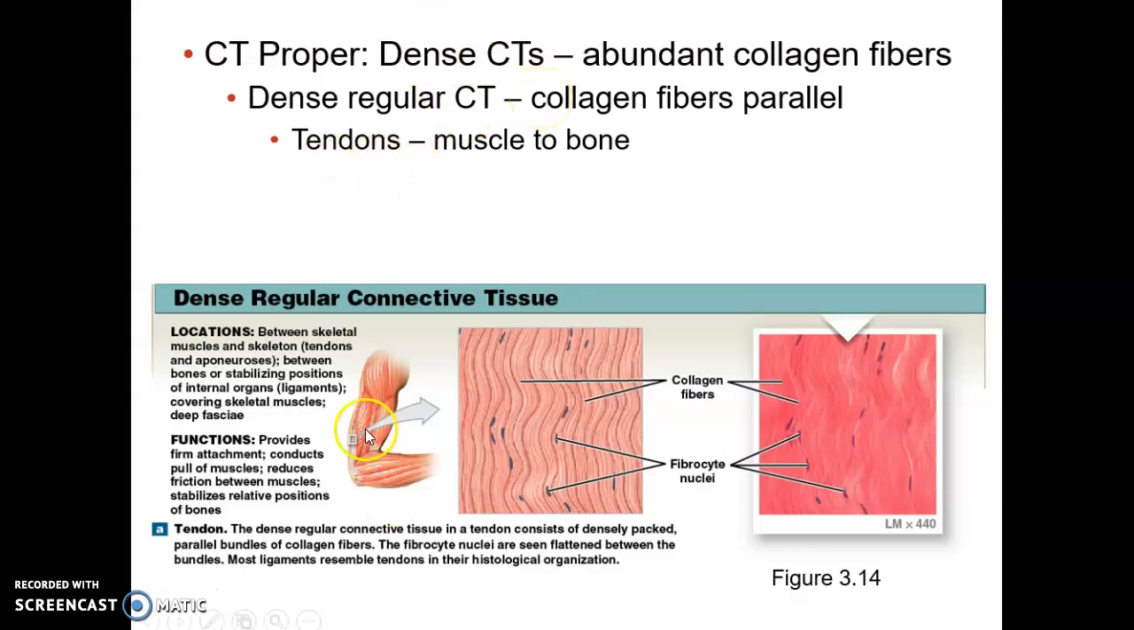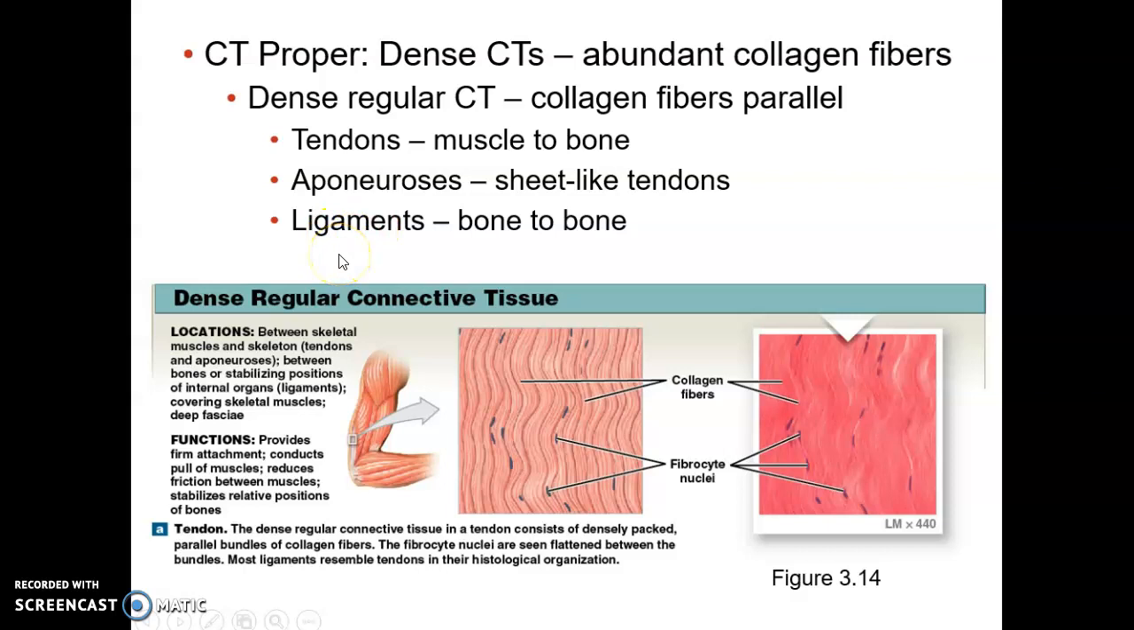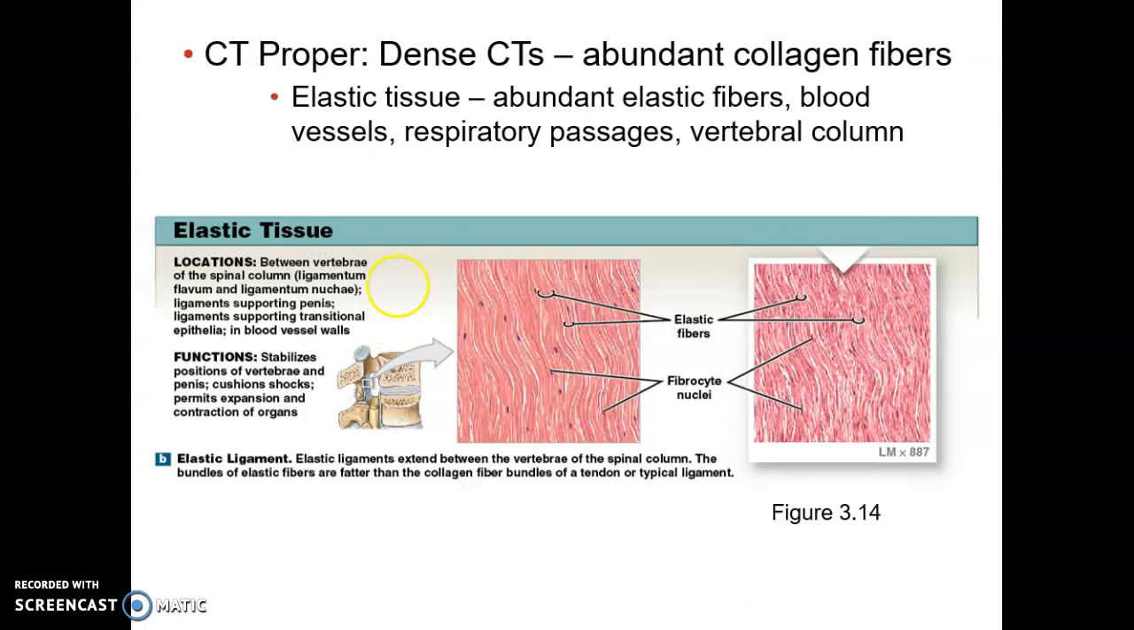Tendons are those specialized structures that attach muscle to bone, so they need to be really strong. Aponeurosis is a flattened sheet-like tendon, and we'll look at this when we do the skeletal and the muscle system a little more closely. And then ligaments are dense connective tissue that connects bone to bone, and we'll look at that again when we do the skeletal system. So locations and functions here, as you see in your figure 3.14. Elastic tissue, we'll jump into this in our next lecture.